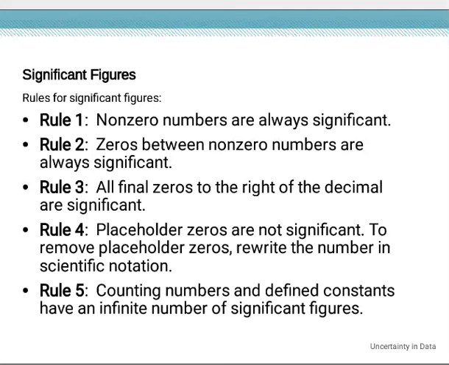Rule 4, placeholder zeros are not significant. To remove placeholder zeros, rewrite the number in scientific notation. Placeholder zeros are really easy to get rid of, because if you go back and just write the number in scientific notation, that takes care of all those zeros at the ends.